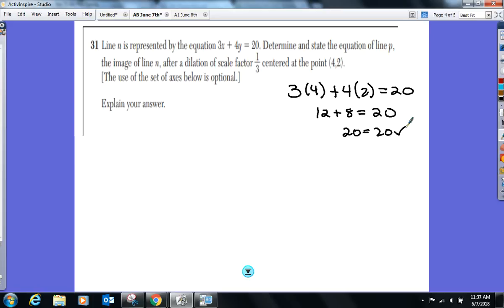So if the point is on the line, if the center of dilation is on the line, anybody remember what my new line is? It's the same line. Okay, if the point of dilation is on the original line, the line does not change. Here's why.